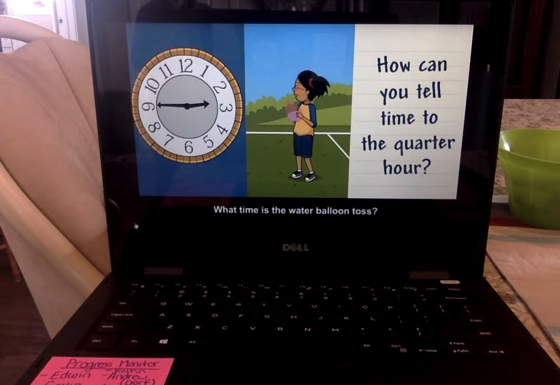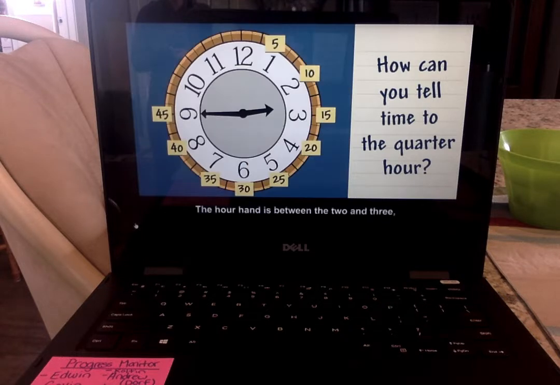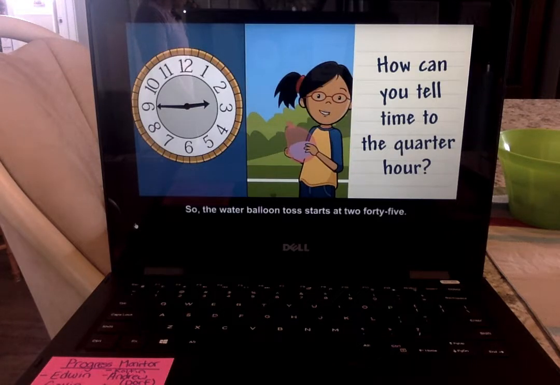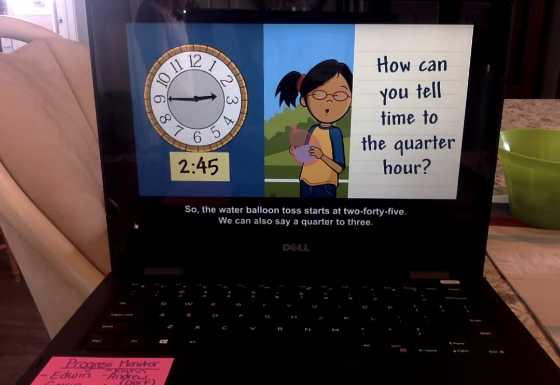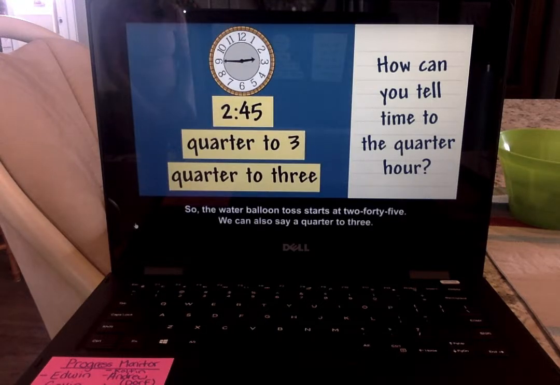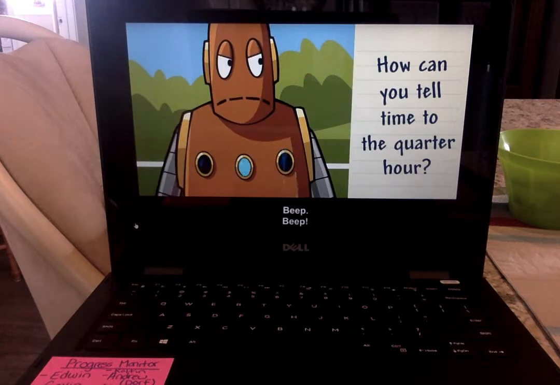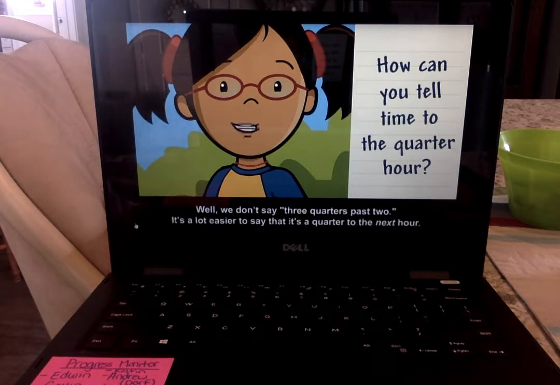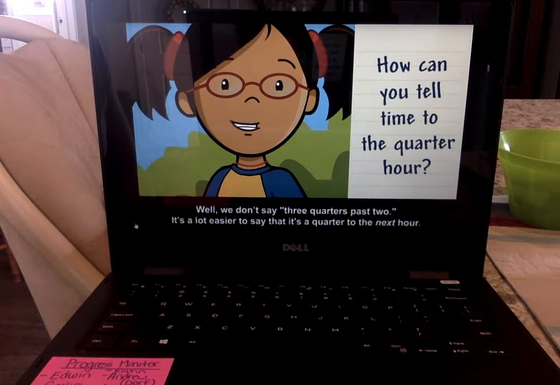What time is the water balloon toss? The hour hand is between the 2 and 3, but it's a lot closer to the 3. So, you know the time is close to 3 o'clock. The minute hand is pointing to the 9, which is 45 minutes past the hour. So, the water balloon toss starts at 2:45. We can also say a quarter to 3. Well, we don't say 3 quarters past 2. It's a lot easier to say that it's a quarter to the next hour.